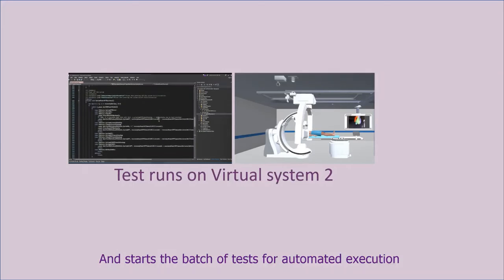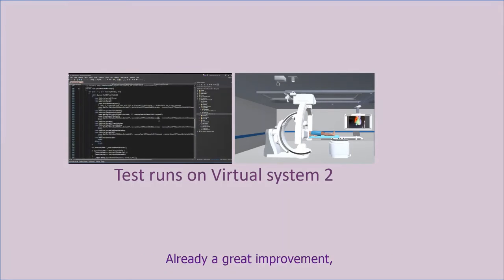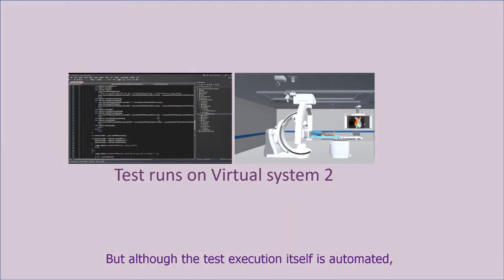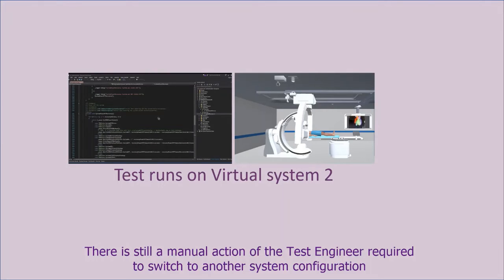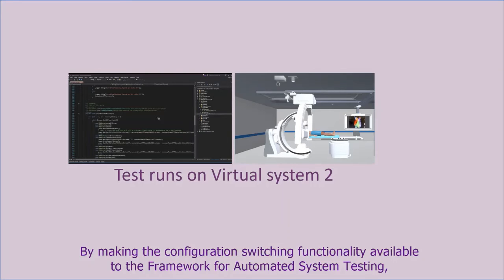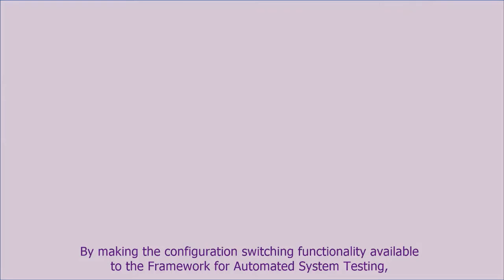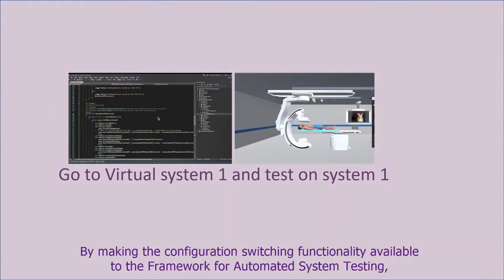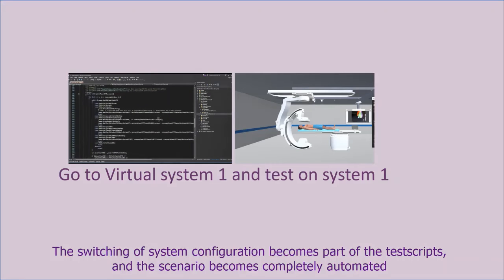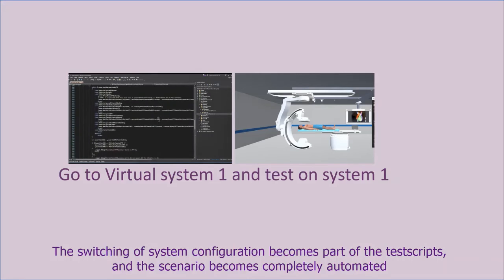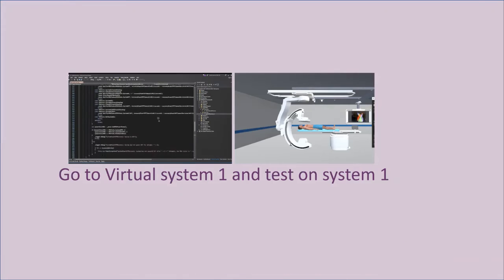for automated execution. Already a great improvement, but although the test execution itself is automated, there is still a manual action of the test engineer required to switch to another system configuration. By making the configuration switching functionality available to the framework for automated system testing, the switching of system configuration becomes part of the test scripts, and the scenario becomes completely automated.